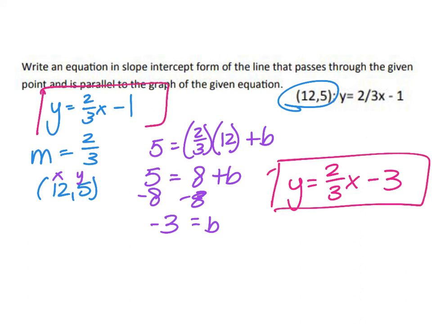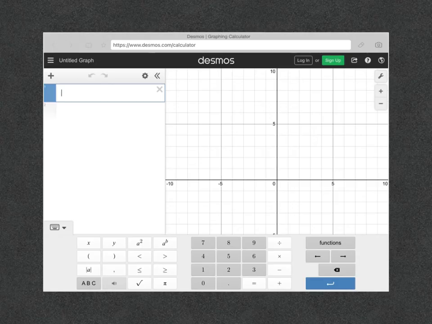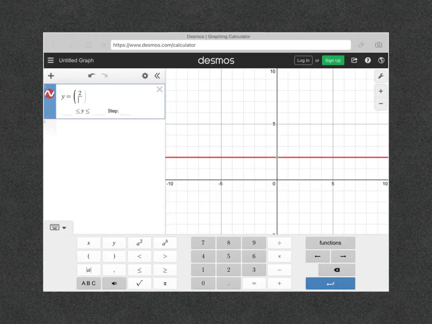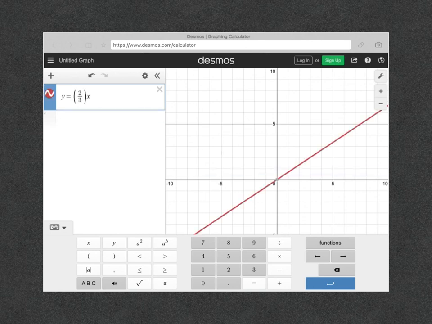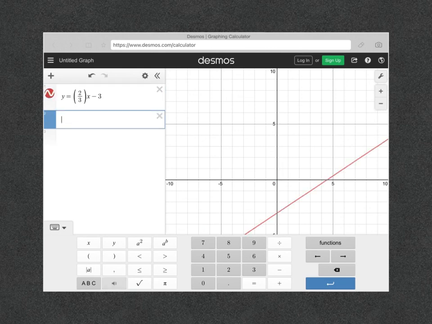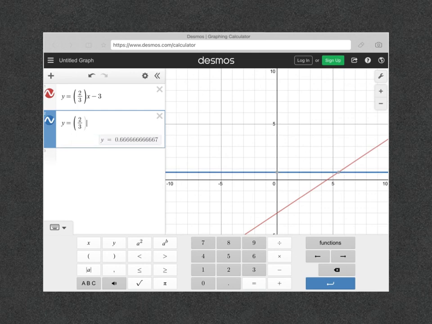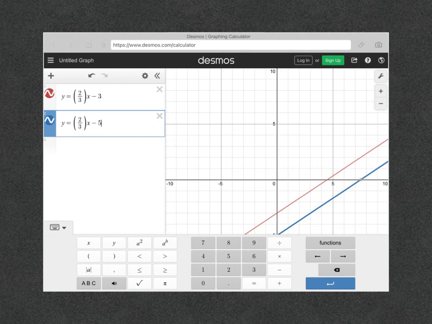So these two should be parallel to one another. Let's check. Oh, minus 1. y equals 2/3 x minus 3. Was that correct? I hope. y equals 2/3 x minus 5. There's our two parallel lines.